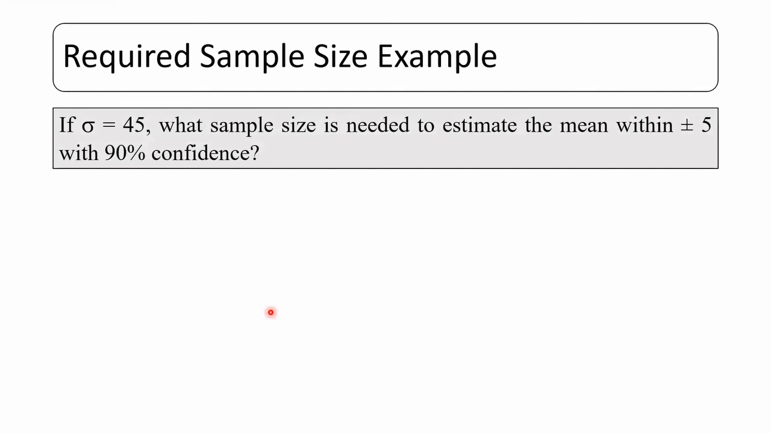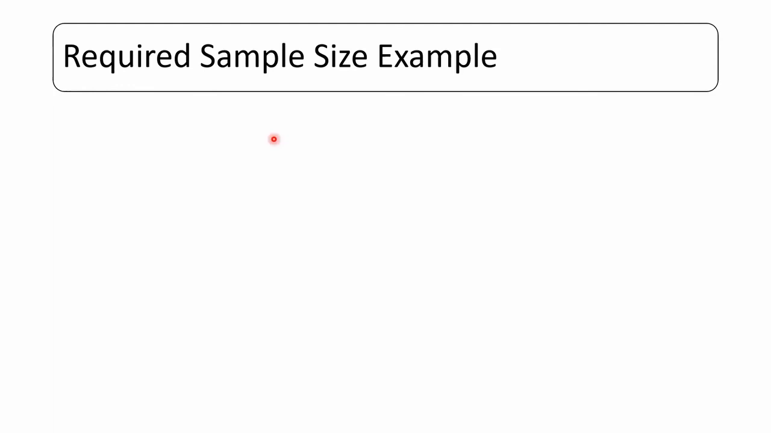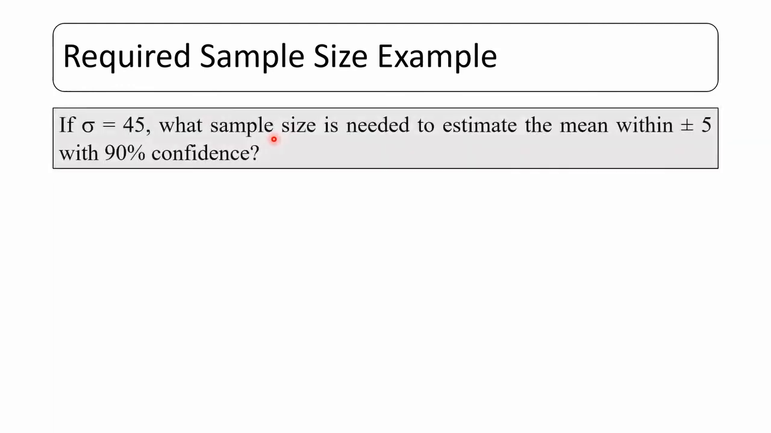So let's have a look at an example. You're given the population standard deviation 45. You're asked what sample size is needed to estimate the mean within plus or minus 5 with 90% confidence.